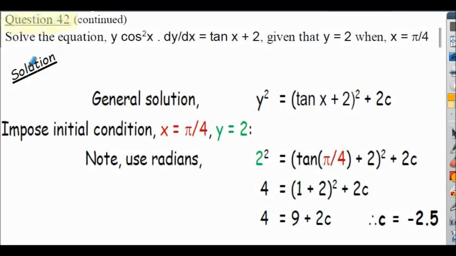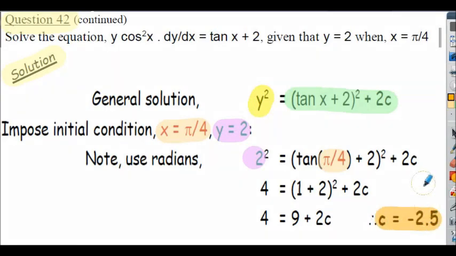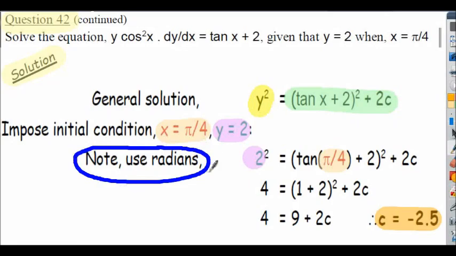Question 42, solution continued. So we have our general solution, and we can impose our initial condition, x is equal to pi upon 4, y is equal to 2. So imposing the 2 on the left hand side, pi upon 4 on the right hand side. We can evaluate the constant c, it's negative 2.5 here. Just note we should be using radians in the solution. In other words, the calculator is set to radians mode. Pi upon 4 is in radians here.